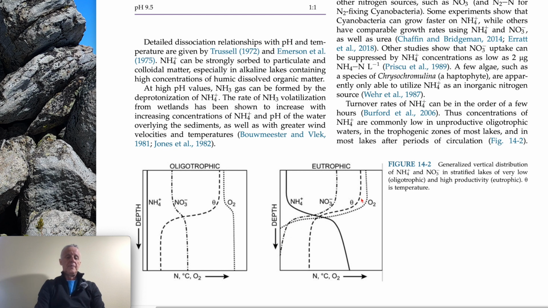The temperature decreases with depth, about the same as in the oligotrophic lake, although you can see that it doesn't decrease as much. And then the oxygen concentration has a very different behavior than in an oligotrophic lake. In a eutrophic lake, we have a decrease in oxygen concentration to 0 in the oxycline.